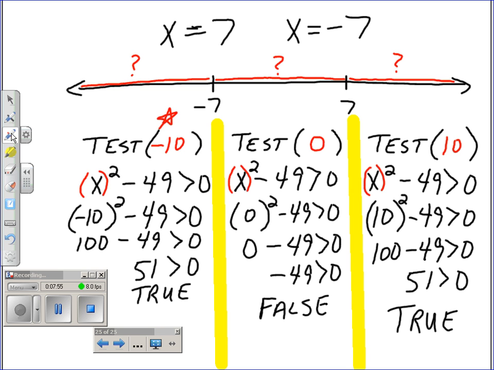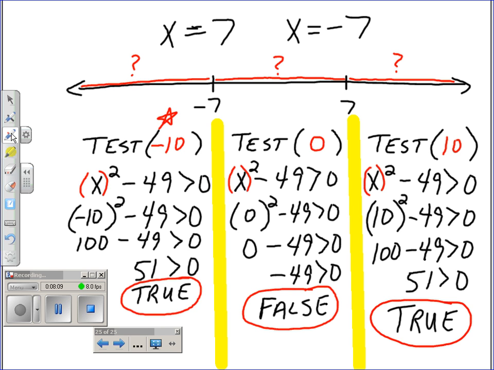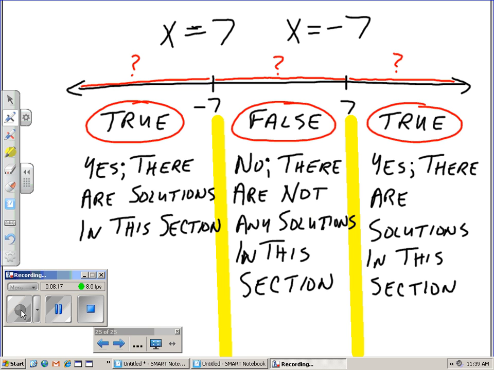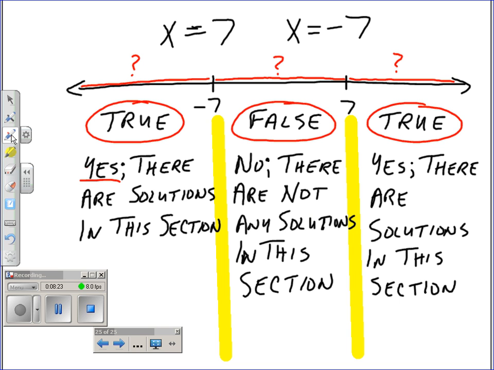So what this means is there are solutions on the left segment. All the numbers on the left segment will work. There are no solutions in the middle segment. Nothing in the middle segment will work in our inequality. And there are some more solutions on the right segment. So our left and right segments hold all of our solutions. All right, and there's what we've come up with. On the left, yes, it's true. There are solutions in this section. In the middle, false. No, there are not any solutions in this section. And on the right, true. Yes, there are solutions in this section.